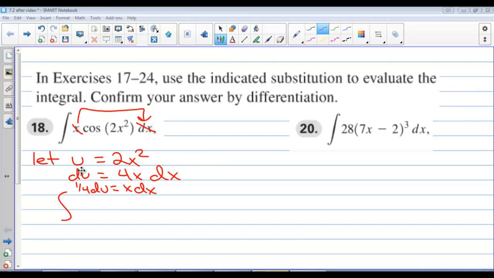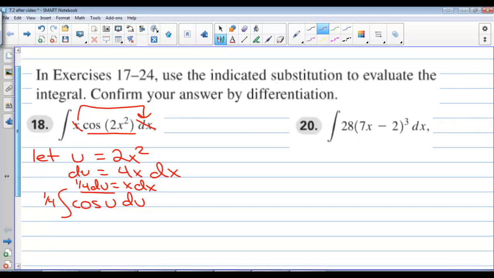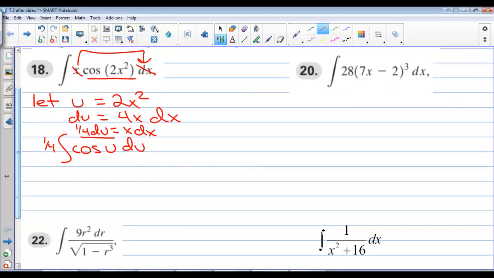x dx is replaced by 1/4 du. I try to pull all constants out of integrals. Get them out of there. Well, now instead of cosine of 2x squared, we have cosine of u, and we know how to integrate cosine of u. It happens to be sine of u. We have 1/4 sine of u plus c. So we have 1/4 sine of 2x squared plus c.